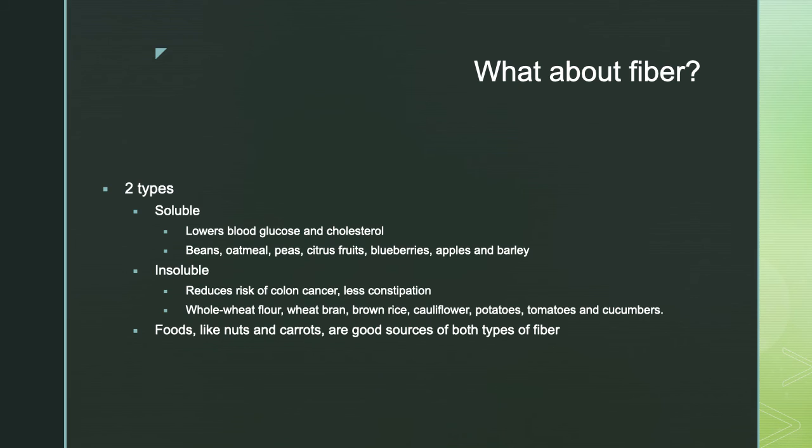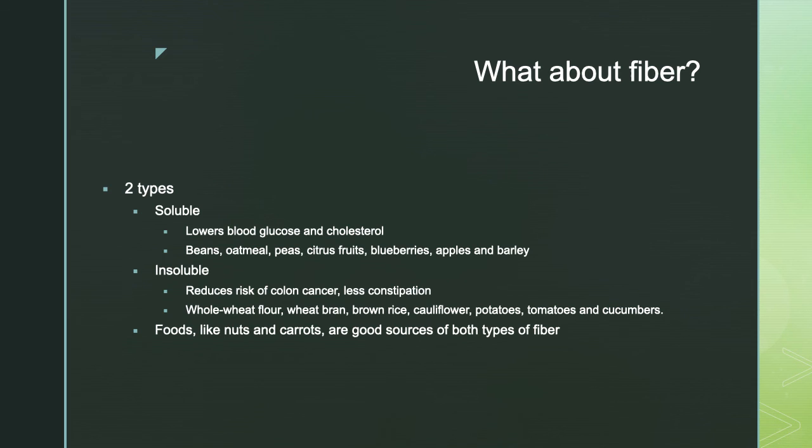There are 2 types of fiber. One is soluble, one is insoluble. So let's talk about soluble first. This is the type of fiber that combines with blood glucose and cholesterol and helps prevent their absorption. And this, again, can help lower blood sugar levels, especially in someone who's diabetic or has high cholesterol levels.